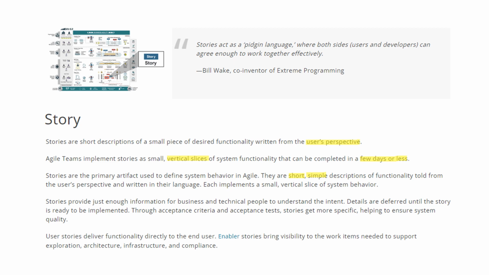Stories provide just enough information for business and technical people to understand the intent. Details are deferred until the story is ready to be implemented. Through acceptance criteria and acceptance tests, stories get more specific, helping to ensure system quality. Right? User stories deliver functionality directly to the end user. Enabler stories bring visibility to the work items needed to support exploration, architecture, infrastructure, and compliance.